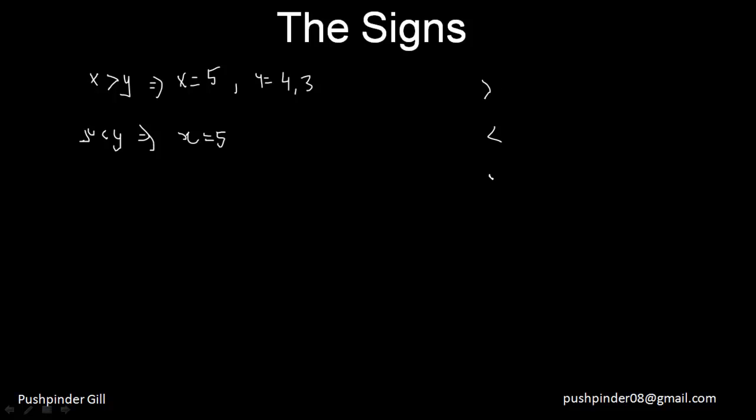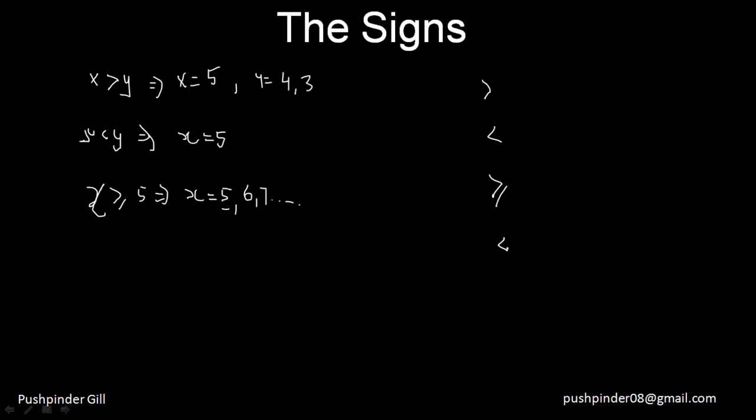Then there's the sign called greater than or equal to. Now what do you mean by greater than or equal to? If I say x is greater than or equal to 5, that means x can be 5, x can be 6, x can be 7, x can be 8, and so on. But x cannot be less than 5, right? So greater than or equal to means it can be greater than that value or equal to that value.